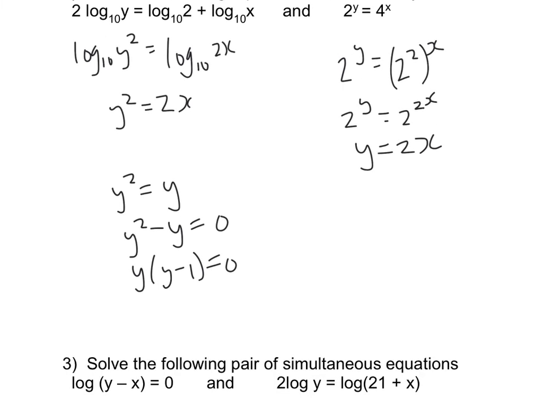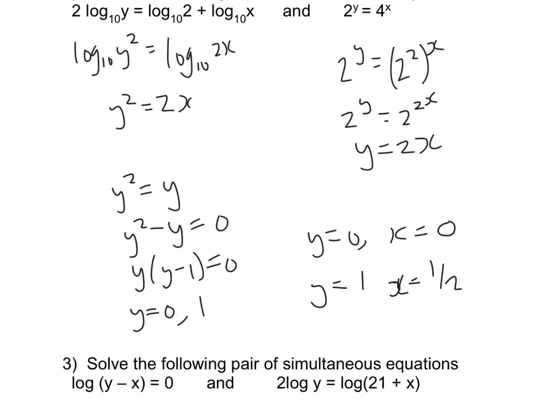And if we solve that equation, we get that y could be 0 or it could be 1. When y is 0, x would be, from this equation, x would be 0. If y is 1, then x would be 1 divided by 2, which is a half.